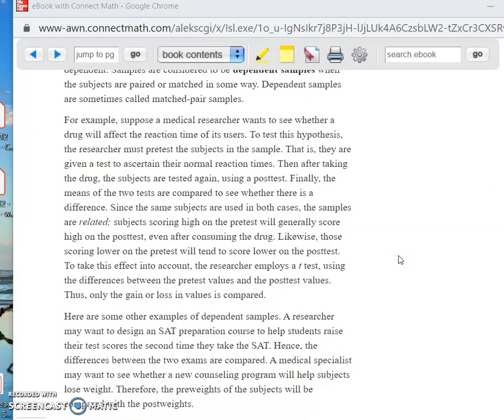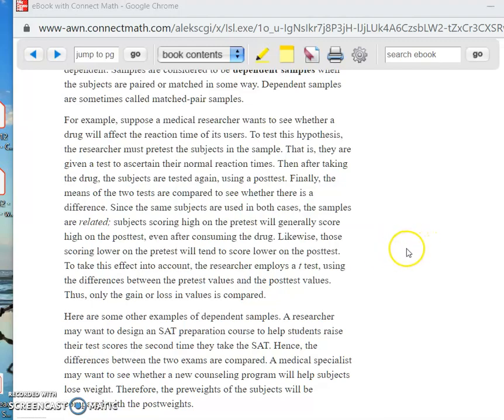We want to know whether a drug will affect reaction time. So to test this, to decide, does it make a difference or not? It doesn't have to be reaction time. It could be any number of things, right? It could be, does it affect your blood pressure? Does it affect your sense of smell? Whatever it happens to be. So how do you do this?